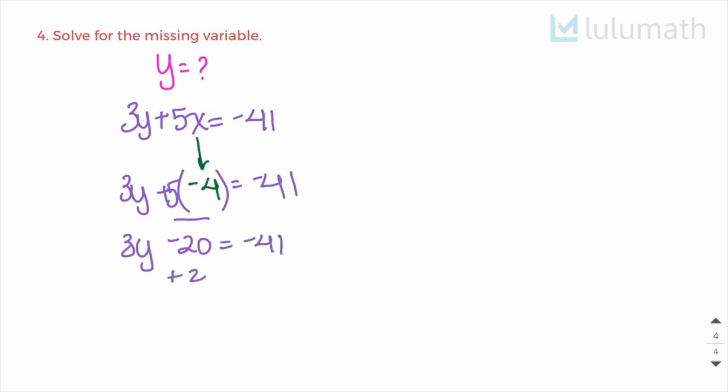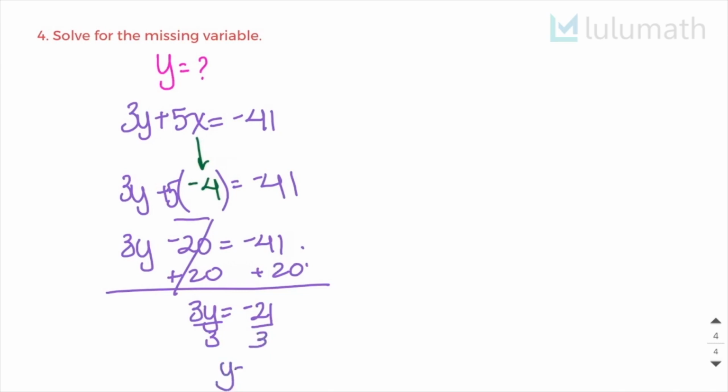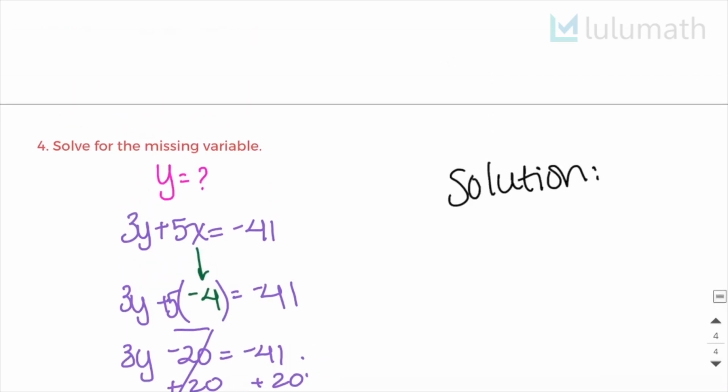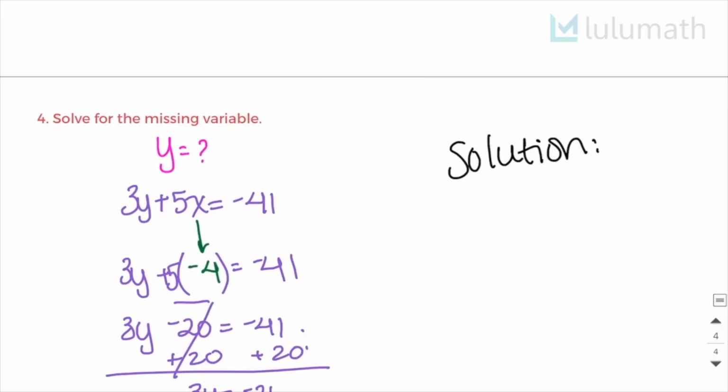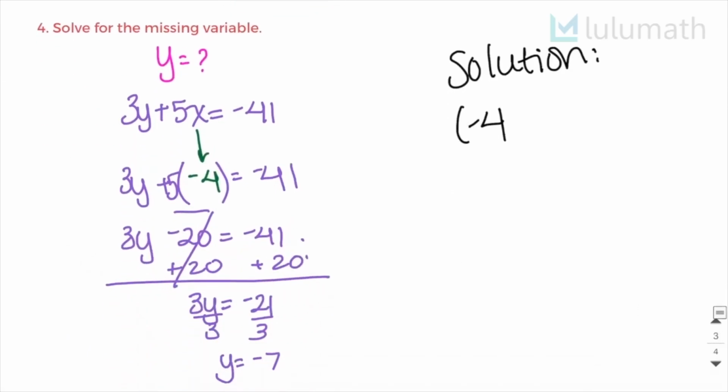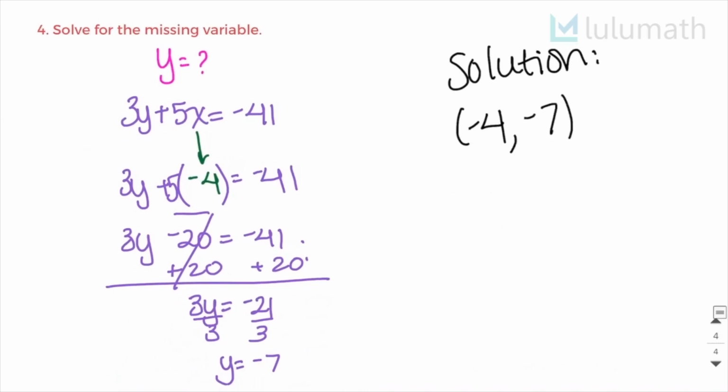I'm going to add the 20 to both sides. The negative 20 and the positive 20 cancel. So I get 3y equals negative 41 plus 20 is equal to negative 21. Divide both sides by 3, and I end up getting y equals negative 7. So that means that my solution to this system is going to be equal to negative 4, because that's what x is right here. So it'll be negative 4 and negative 7.